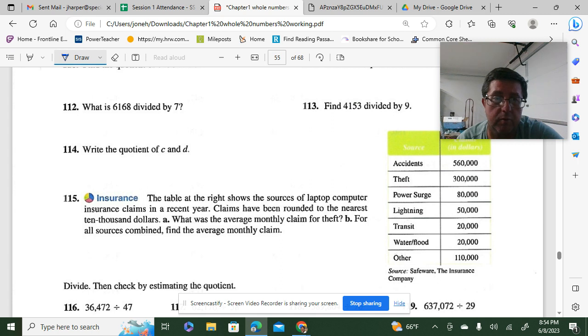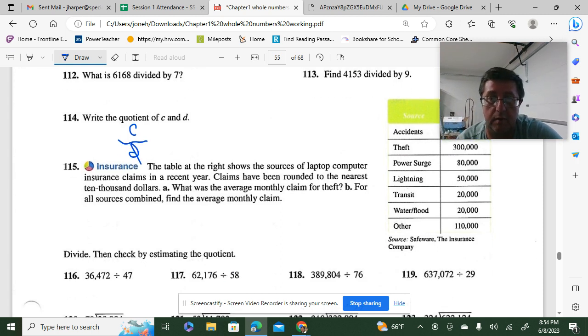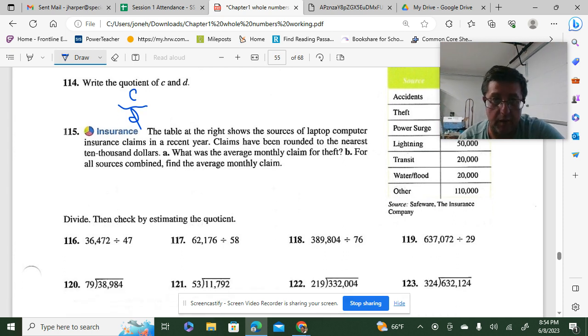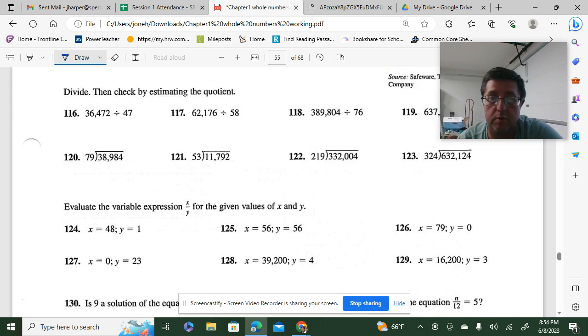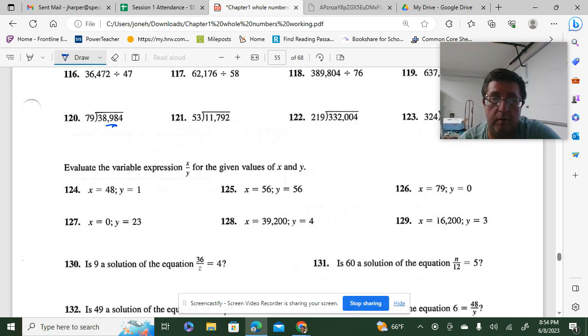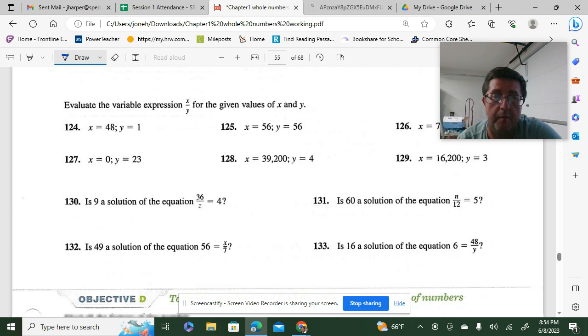It says write the quotient of C and D. So you write C divided by D. And that is how you would do that. Now, this says divide, then check by estimating. I can show you estimating, but I don't really find it that worthy. But you guys can do that. You can just do the whole problem. Down here, do the whole problem. This divided by this. Okay.